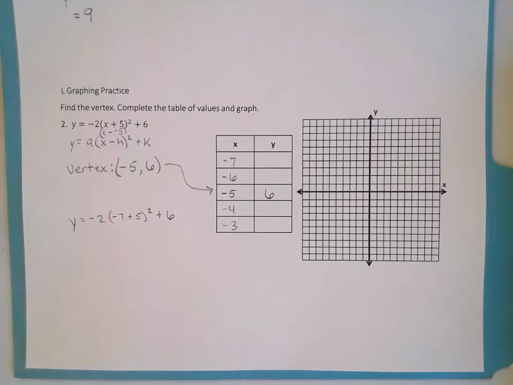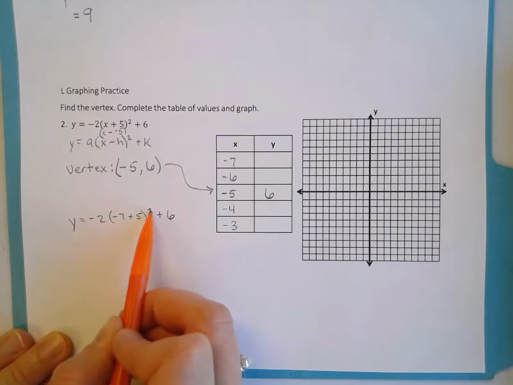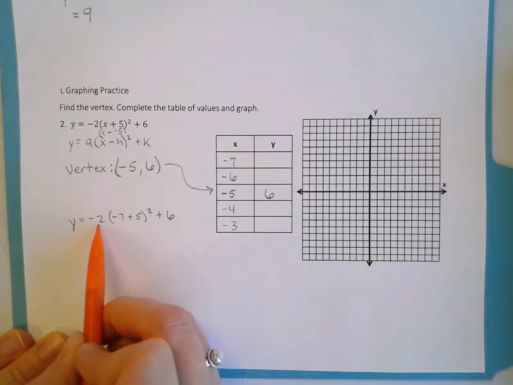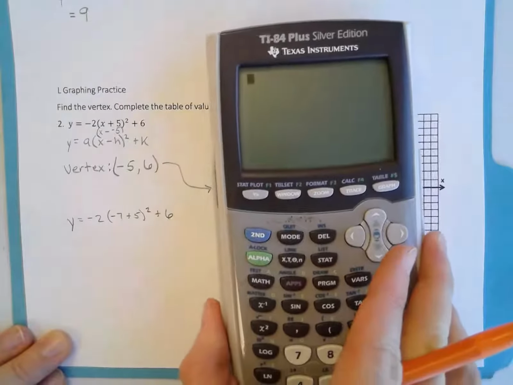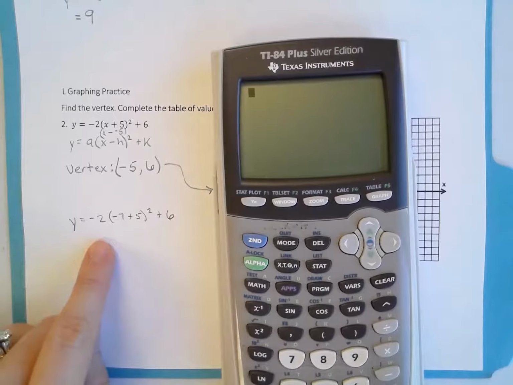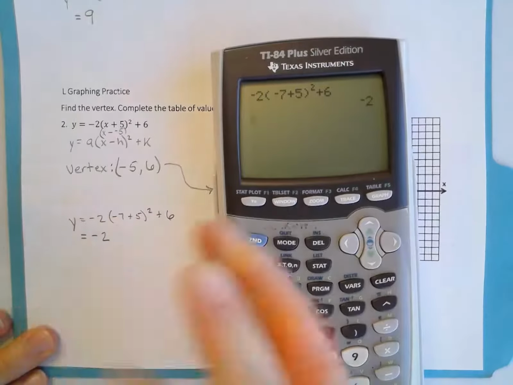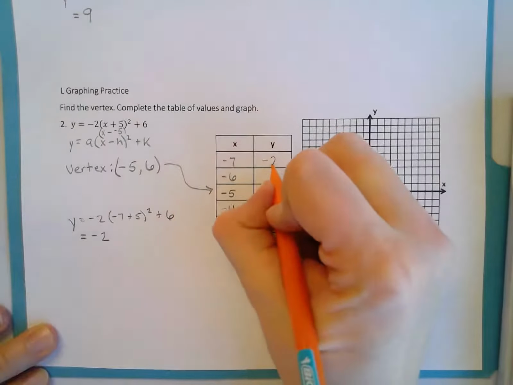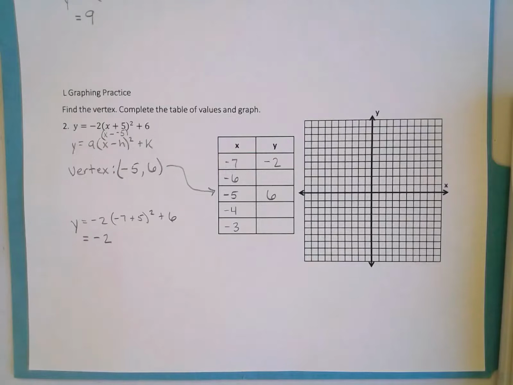You could use order of operation to solve for the y value. Do grouping first, then exponents, multiply, and finally add. If using a calculator, be sure to type it in exactly as you have it written on your paper. Our y value is -2. You could continue to plug in these x values to complete the y values of the table, or use the graphing calculator.